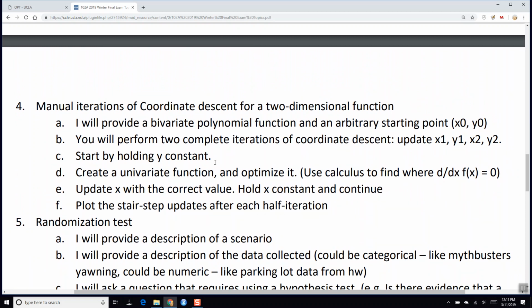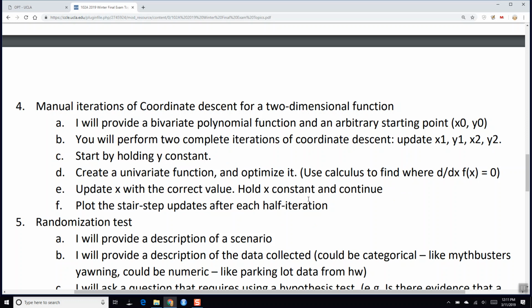You'll start by holding one of those things by holding it constant, it'll become a univariate function, and then you'll optimize it. And so for that, because it's just polynomial, just use calculus and figure out where d dx is equal to 0, right? That should be simple enough. Okay, and then update accordingly. And then you'll get like this little stair-step thing on your graph. So again, there'll be a graph for you to graph these things. Okay, is that good? Any questions there?